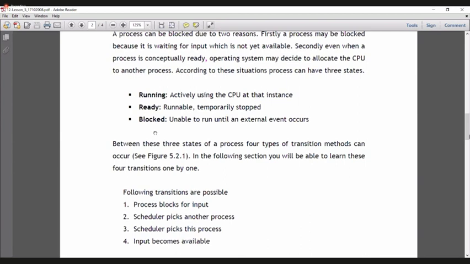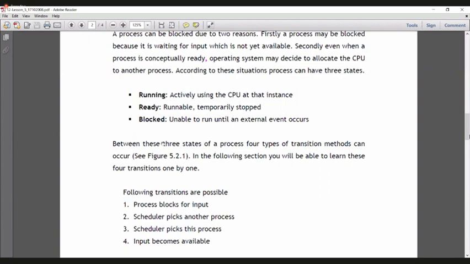So you have 3 states: running, ready, and blocked. Running means actively using the CPU at that instance. So it is using CPU and executing. Ready means it is not in the running state, but it is runnable, just temporarily stopped. Blocked means even if CPU power is available, you cannot run because inputs are not ready. It's unable to run until an external event occurs.